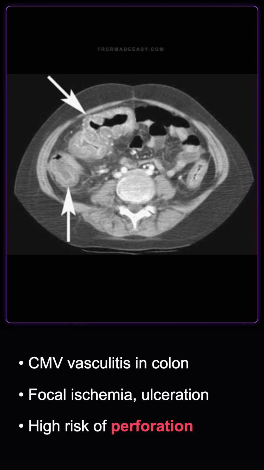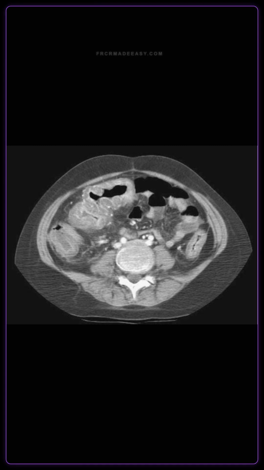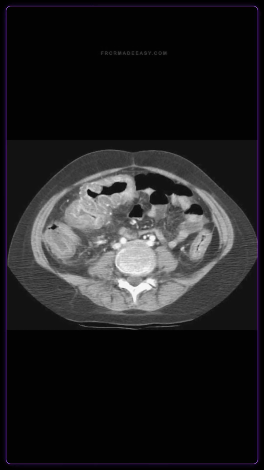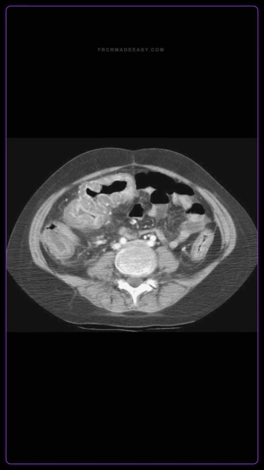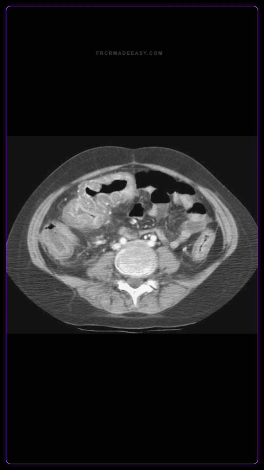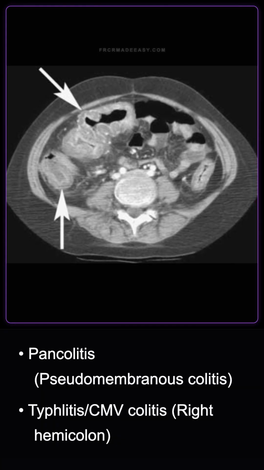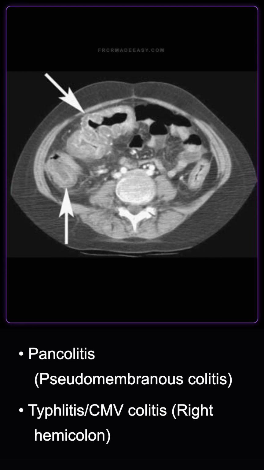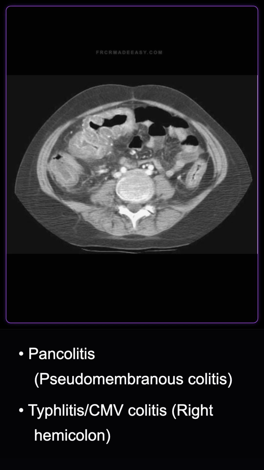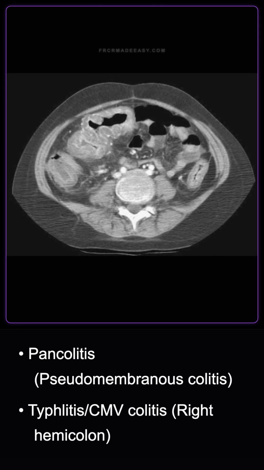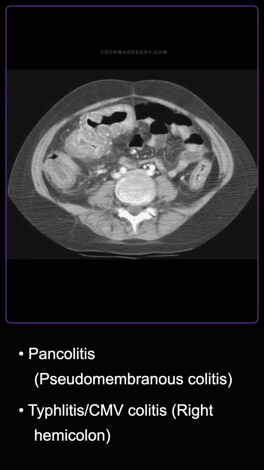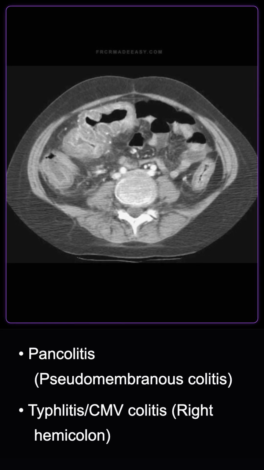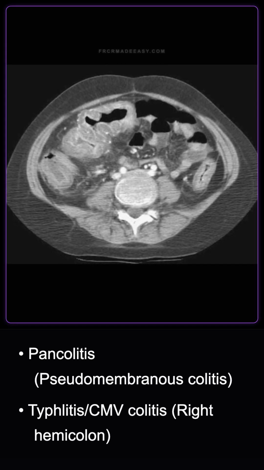of spontaneous bowel perforation. How does the typical anatomic distribution of pseudomembranous colitis differ from typical typhlitis or CMV colitis on a CT scan? Pseudomembranous colitis typically presents as a diffuse pancolitis involving the entirety of the large bowel. In sharp contrast, typhlitis and early CMV colitis have a very strong predilection for the right hemicolon, specifically centering on and aggressively involving the cecum.